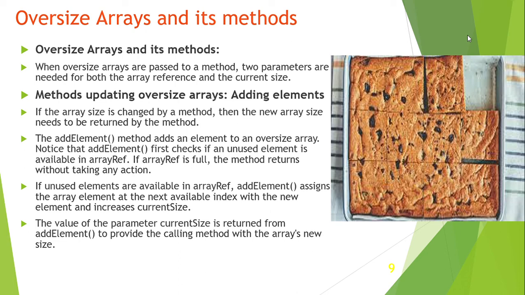We notice that add element first checks if an unused element is available in an array reference or not. If the array reference is full, the method returns without taking any action. If unused elements are available in an array reference, this add element method assigns the array element at the next available index with the new element and increases the current size. The value of the parameter current size is returned from add element to provide the calling method with the array's new size.